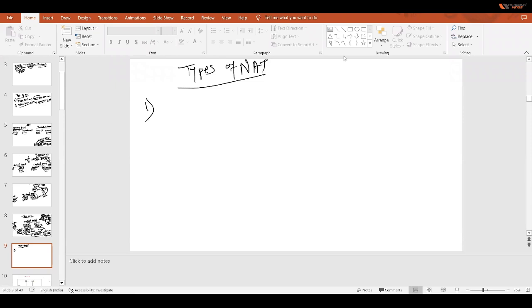Basically there are three types. There are multiple types also, but mainly three. I will explain two or three other types of firewall after that, but basically it has three types.